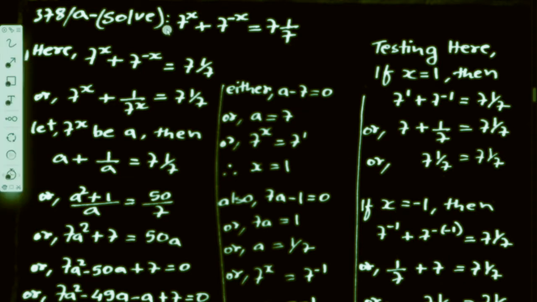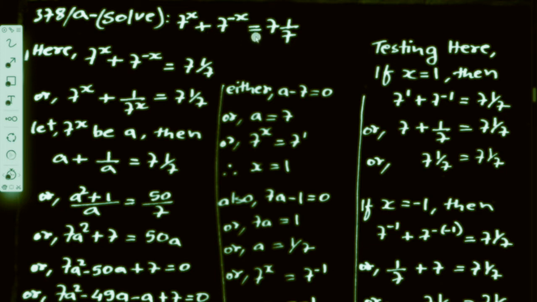Now here we are given an equation to solve. From the equation we have to find the value of x. Our given equation is 7 power x plus 7 power minus x equals 7, 1 by 7. Let's find the value of x.